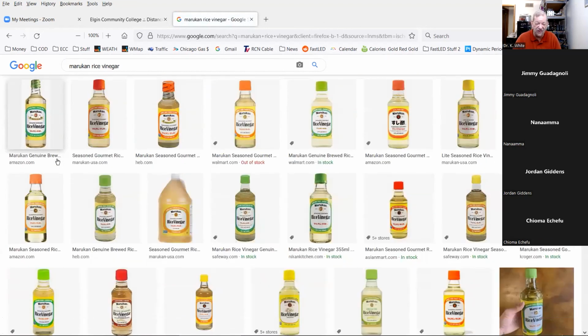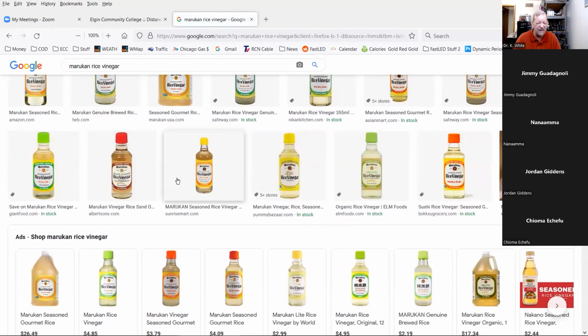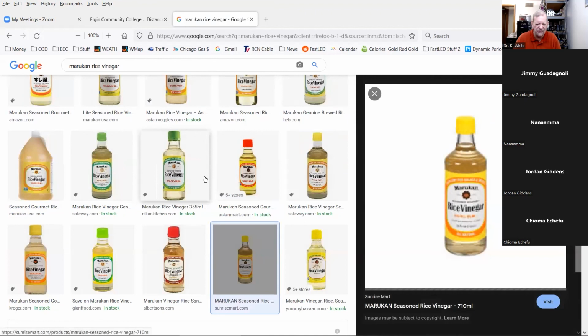Years ago, you had to go to a Chinese or Japanese place, and I keep it in the house. And I usually get the gold as opposed to the regular, this one. And I keep a bottle in my house.